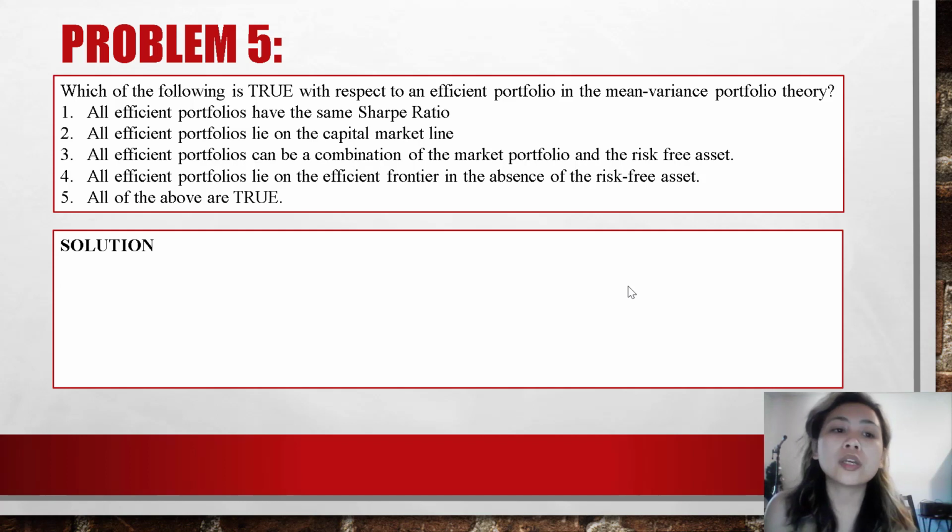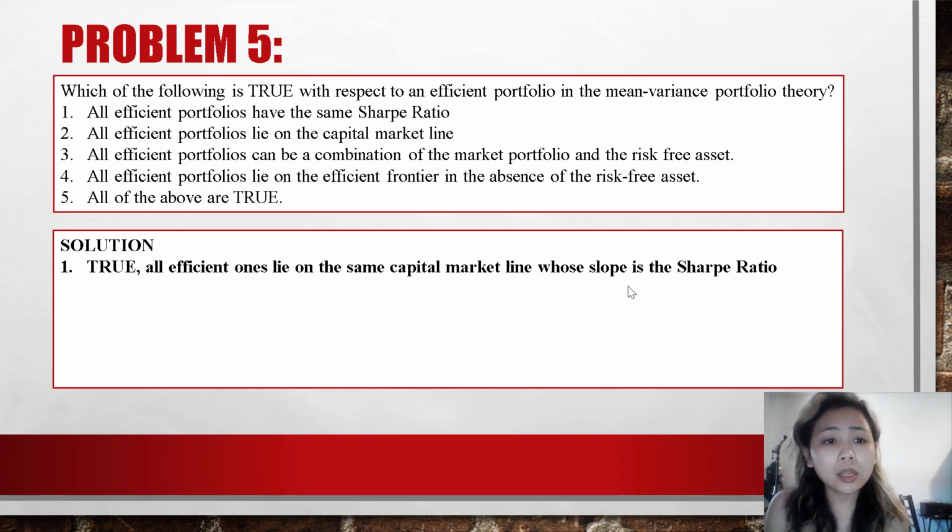Solution. So here let's justify these statements one by one. Look at number 1. All efficient portfolios have the same Sharpe ratio. This is true because all the efficient portfolios lie on the capital market line, and the capital market line has a slope, which is the Sharpe ratio. So all efficient portfolios have the same Sharpe ratio, which is just the slope of the straight line, the capital market line. So 1 is true.